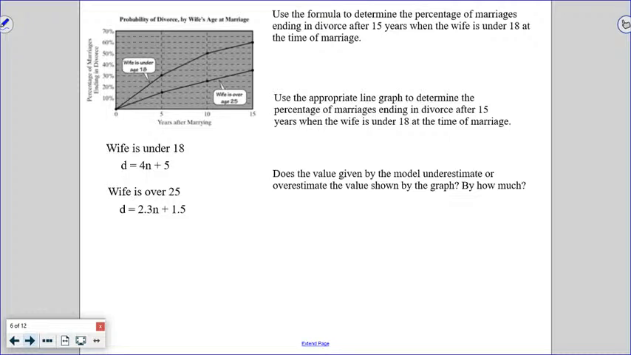It says use the formula, which means down here, right? These are the formulas. Use the formula to determine the percentage of marriages ending in divorce after 15 years, which is your N value, if the wife is under 18 at the time of marriage. So I want you guys to pick which one you would use, plug it in, see what you get. Which formula would you use? Plug it in, see what you get.